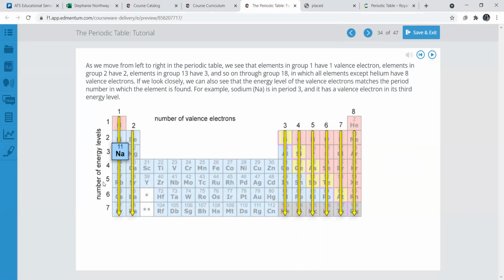So then, number of energy levels, as you can see, appears to be increasing as we go down. It only has 3 energy levels for sodium. The elements at the bottom have number of energy levels 7.